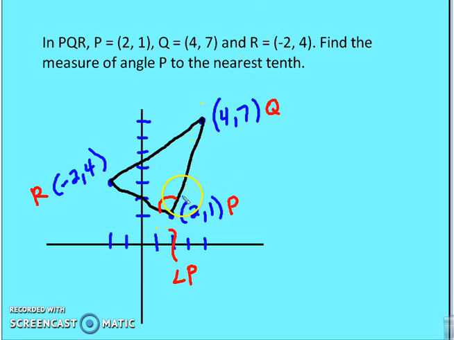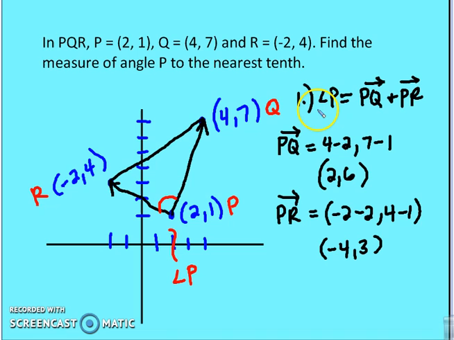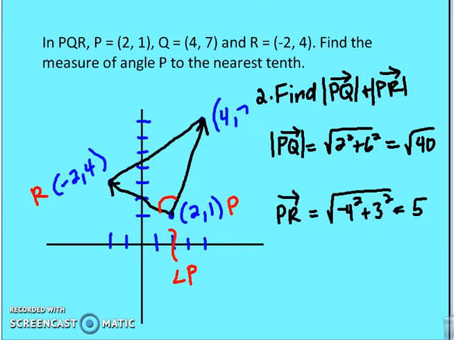Now I need to figure out what vectors I'm going to use. I'm going to use PQ and PR. I need to find the coordinate form of those two vectors. For PQ, (4 - 2, 7 - 1) gives us our vector PQ, (2, 6). And then (-2 - 2, 4 - 1) gives us our vector (-4, 3) for PR. So I have the two vectors. Next step is to find the magnitudes of PQ and PR. PQ is 2 squared plus 6 squared, taking the square root of that value, square root of 40. PR is the square root of (-4) squared plus 3 squared, which is 5.